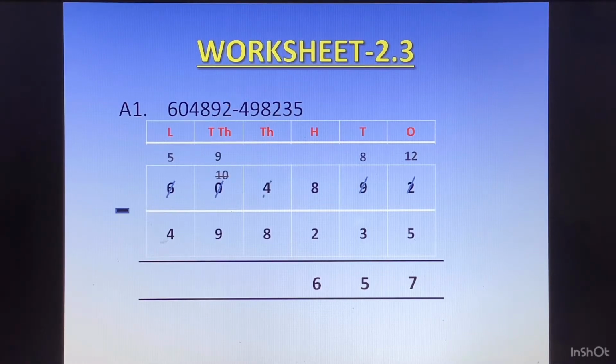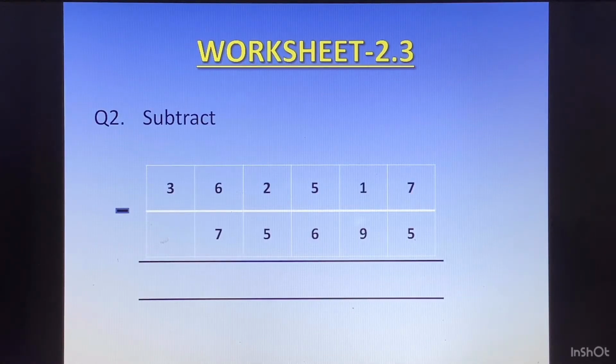So now we'll cut 4 and make it 14. Now 14 minus 8, 6. 9 minus 9, 0. 5 minus 4, 1. So our answer is 106657. Question 2, 362517 minus 75695.